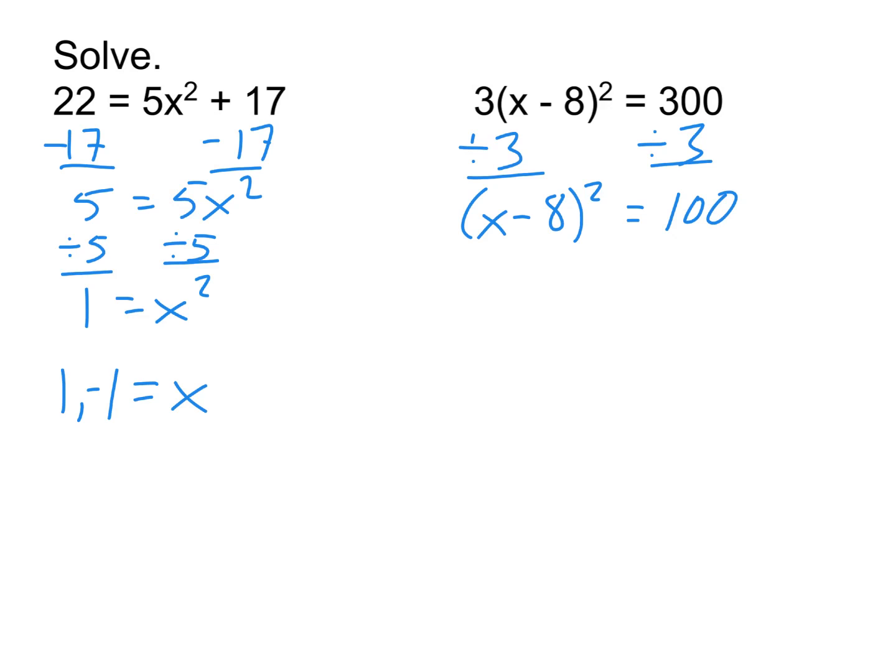So now I have x minus 8 squared equals 100. Now I can get rid of the squared, so I take the square root of both sides. On the left side, that gives me x minus 8. On the right side, that gives me a plus or minus 10. This is the point where I split it into two equations.